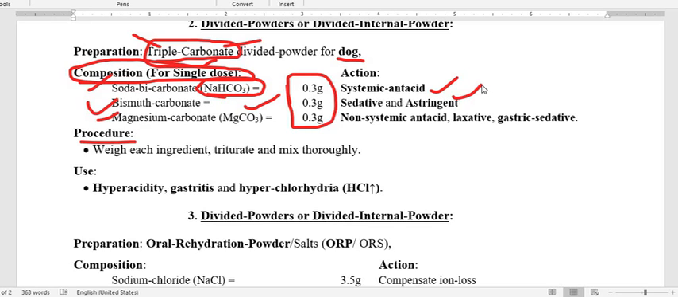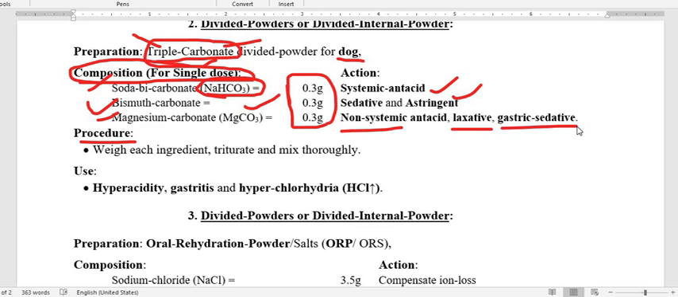Now the astringent, that we already discussed, is going to precipitate the surface protein. So when you give it orally, it is going to precipitate the protein, particularly of the mucosa, and it will inhibit further absorption or reduce the rate of absorption. That is what bismuth carbonate is going to do. The last carbonate is magnesium carbonate. This is also an antacid but a non-systemic antacid, as well as a laxative to pass out the stool, and a gastric sedative to keep the animal calm and quiet.